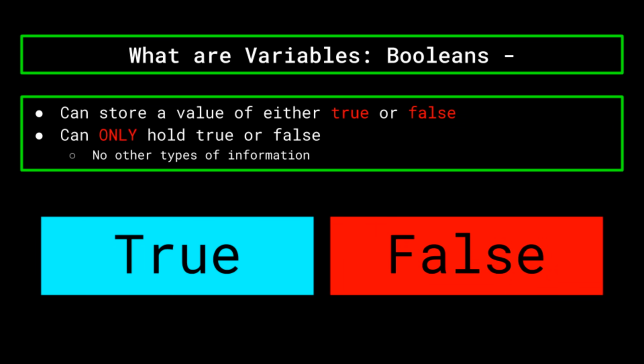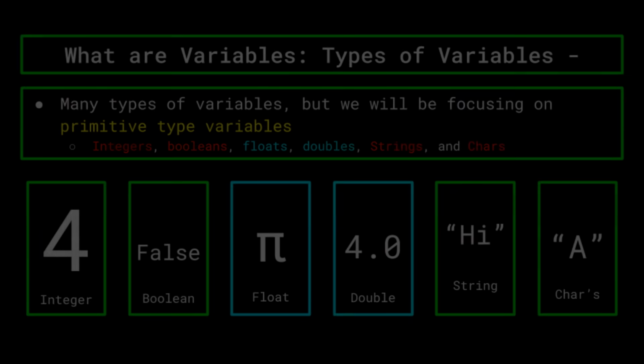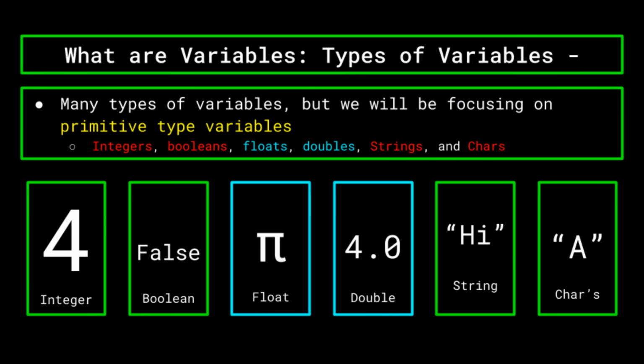Secondly is a boolean. A boolean is a very primitive variable which can store a value of either true or false. Boolean variables can only hold these two values, and are extremely useful for conditional statements, which we will cover soon. The next two types of variables are floats and doubles.